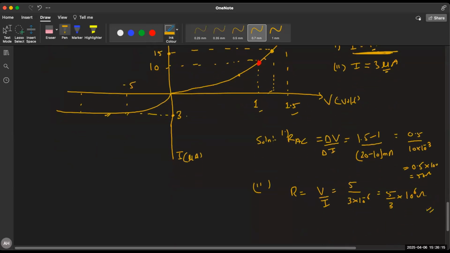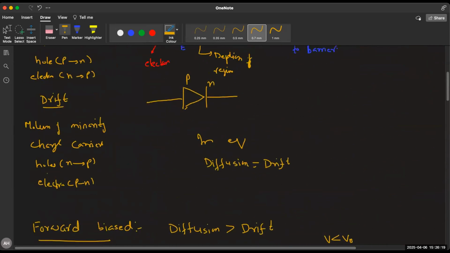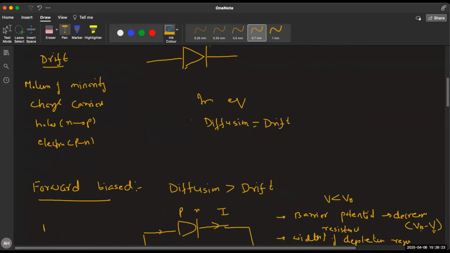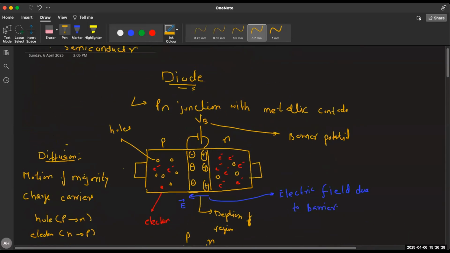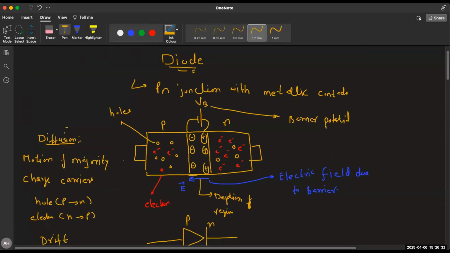Okay, that is one type of question. For another type of question, just take the screenshot. It's just theory, no formula, nothing. But these discussions are important for objective also. What is diffusion, what is drift? Just take the screenshot. It's just theory, no need to write it.